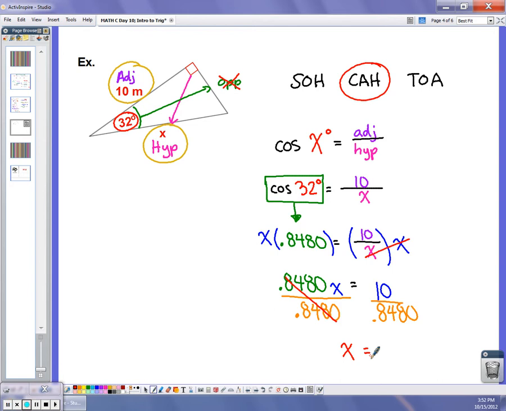Now I just need to do 10 divided by 0.8480. And if I do that, that will give us 11.8 meters. And I do know it's meters because if I take a look at my problem, I see that little m. So our final answer is x is equal to 11.8 meters.